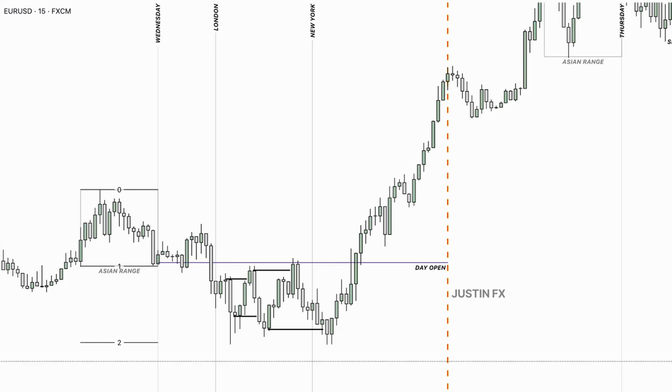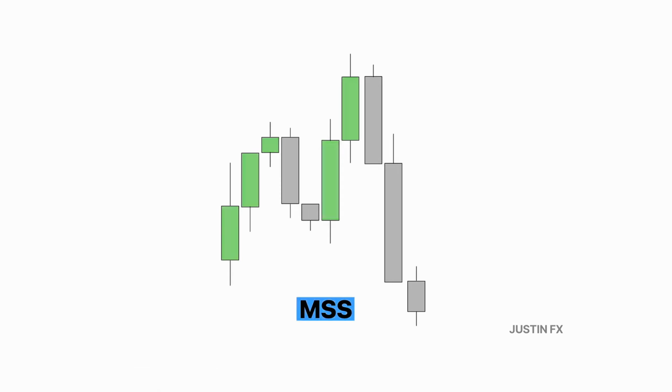That can easily confuse a beginner, especially someone who hasn't yet learned how to build a daily bias or understand the broader market narrative. The market loves to trap traders from all sides, and without proper context, these signals can be misleading. So instead, if you're a beginner, you should focus more on market structure shifts. Wait for confirmation, then look to execute your trades.